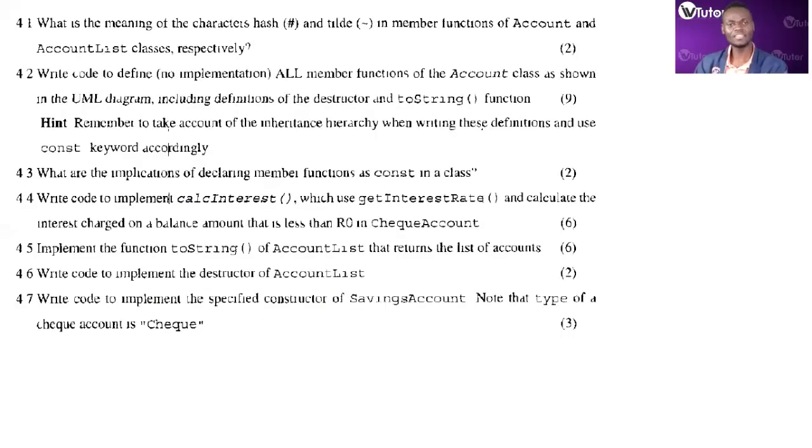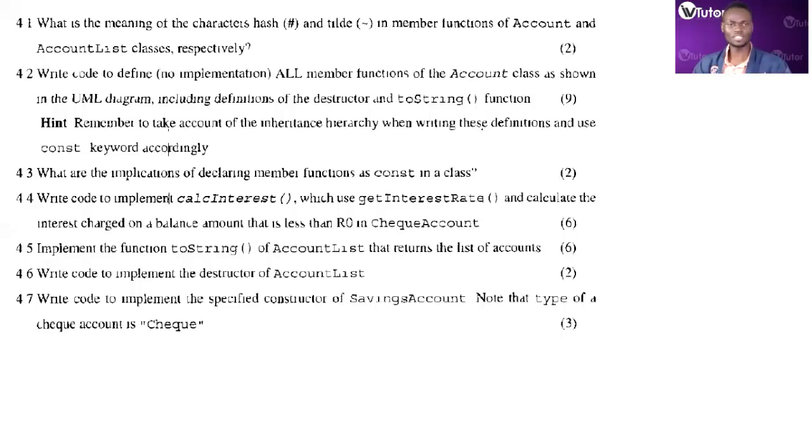It says, what are the implications of declaring a member function as constant in a class? It simply means it cannot change the state of the class, or it cannot change the member variables within that class.